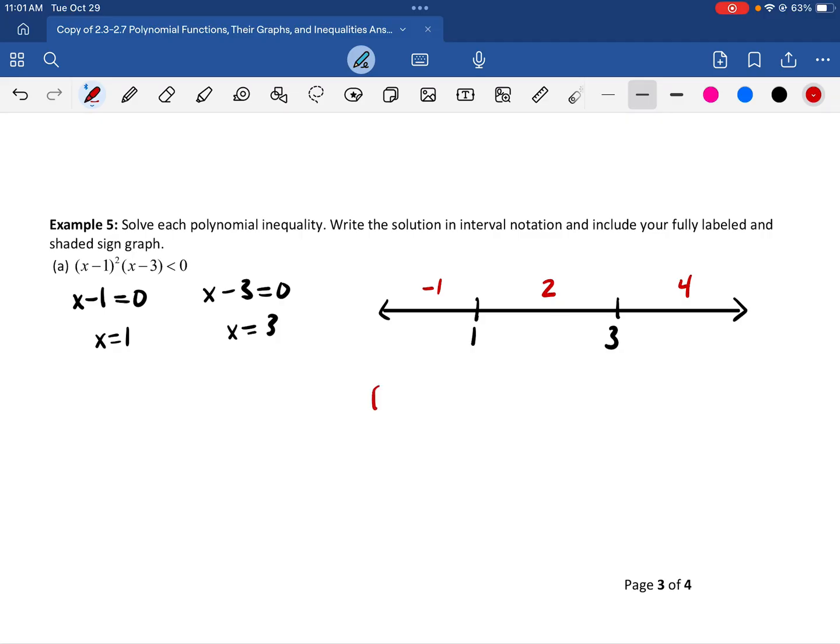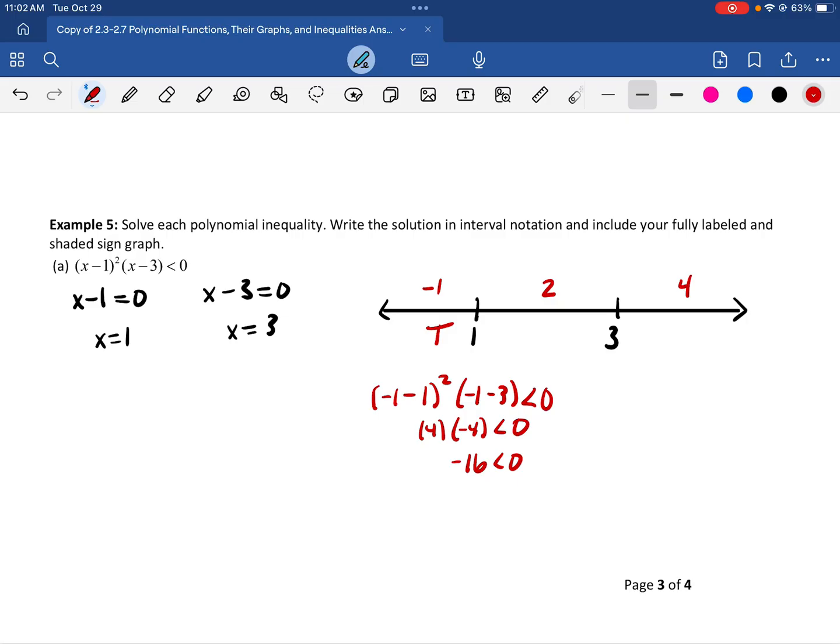So let's start with -1. I'll plug in a -1, and we're going to simplify it. We're trying to test, is it less than 0? So that's going to be -1 minus 1 is -2. Squared is 4. -1 minus 3 is -4. That's going to be -16. And -16 is indeed less than 0, so that one is true.